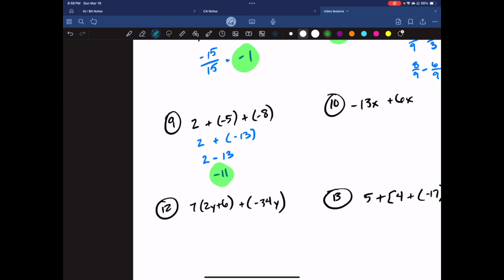So because you have three terms and not two like you did before, you can kind of work this in any order that you want to. If you don't care, you can do left to right. But sometimes it works easier to jump around a little bit, as long as you're following order of operations, which we'll talk about later on.